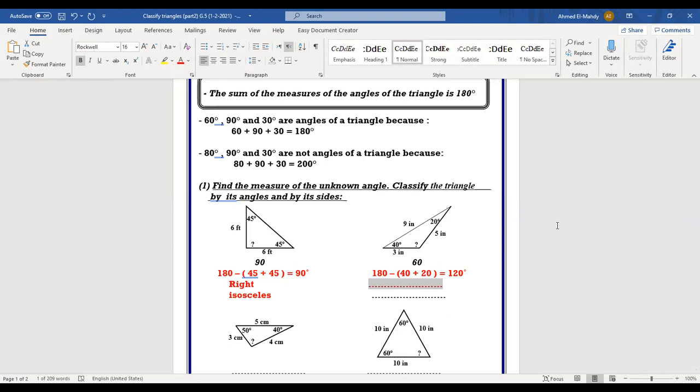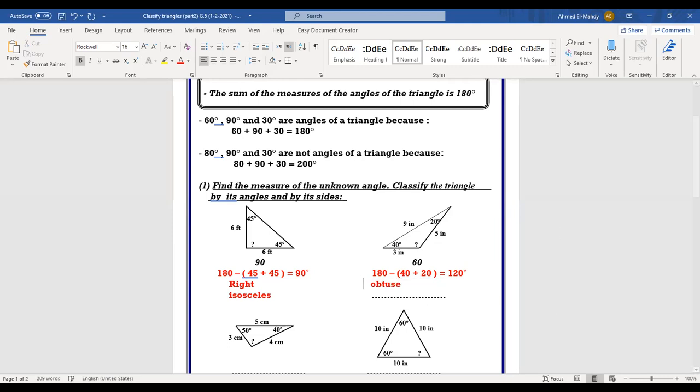Yes, Malak. What is the kind of this triangle according to the measure of its angles? Right, acute or obtuse? Obtuse. Yes, one of these angles is 120. It's obtuse. For that, the triangle will be an obtuse triangle.